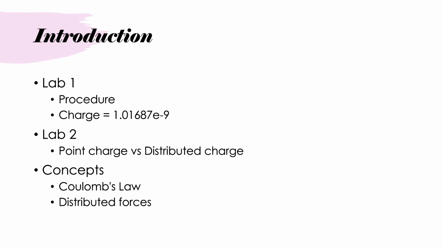So Lab 2 was basically a continuation of Lab 1. In Lab 1, the procedure was to create two positively charged pieces of tape and suspend one piece of tape, the top tape, and bring the second piece of tape very, very close under the top tape to create a repulsion. With the distance of that repulsion, we were able to calculate the charge of the piece of tape, which was 1.1 times 10 to the negative ninth coulombs.